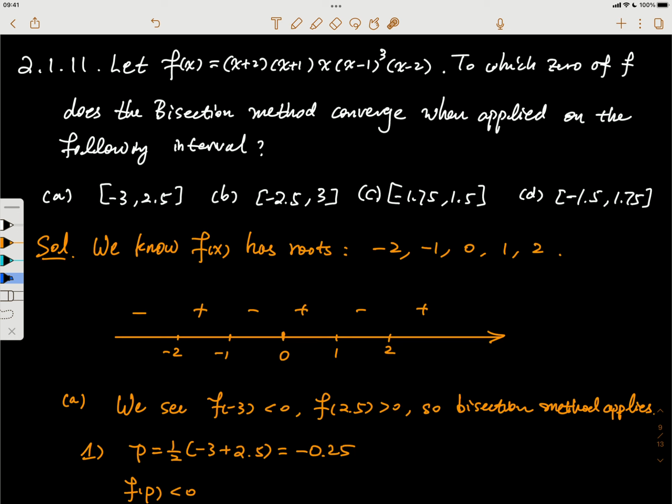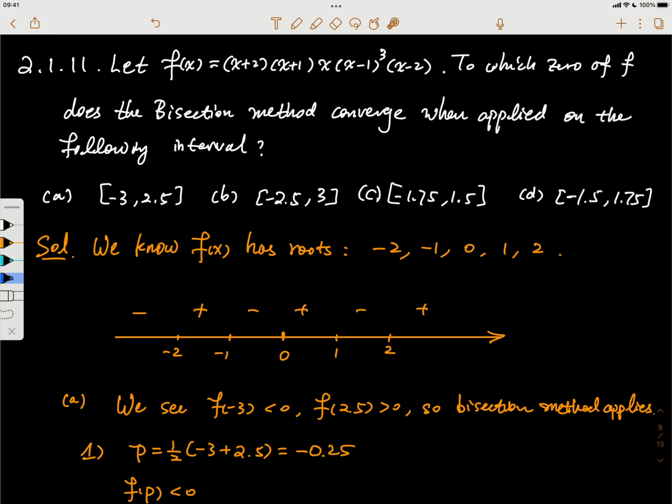You can do this either by coding, or for this question, we actually can do this just by hand, pretty easy. So how are we going to do this? First of all, by looking at this function f, we know exactly what the roots are. It should be -2, -1, 0, 1, 2. So these are the roots.